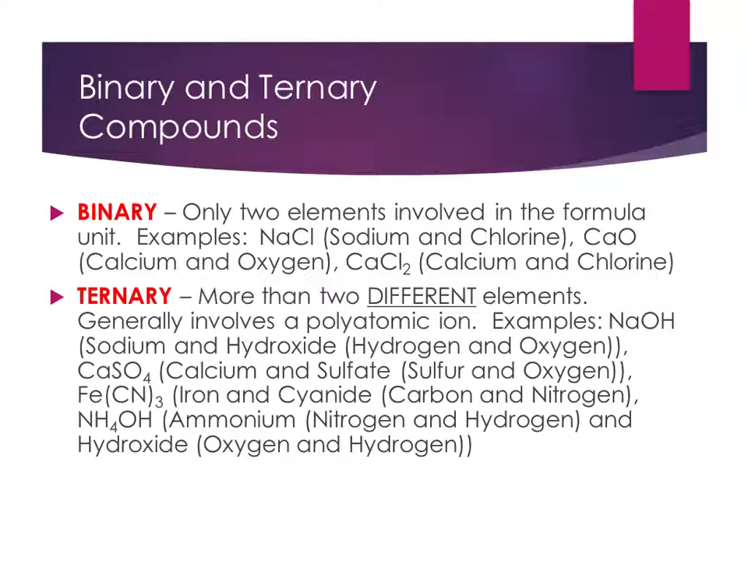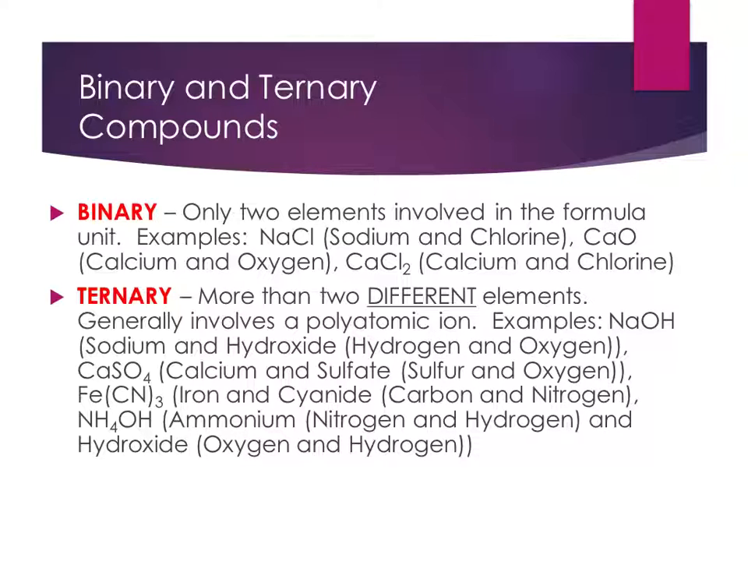Real quick, what is a binary and ternary compound of ionic nature? Binary means that there are only two elements involved, two different elements, right? So for example, sodium chloride, sodium and chlorine. Calcium oxide, calcium and oxygen. Calcium chloride, calcium and chlorine. Now, just because we have two chlorines doesn't mean that we have more than two elements. We only have two elements, the calcium and chlorine. Just because we have two chlorines doesn't make it more than two different elements, right? So it's two different elements.